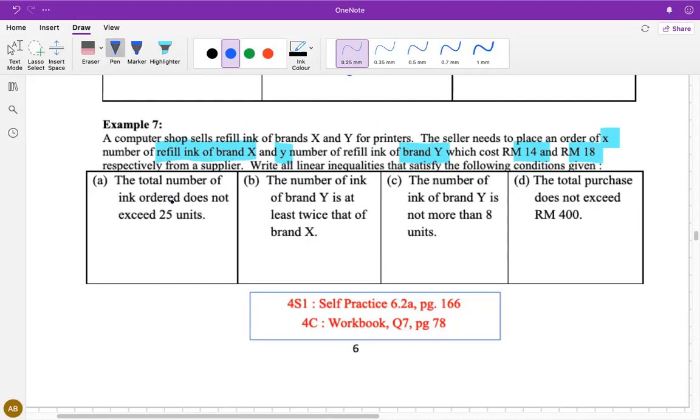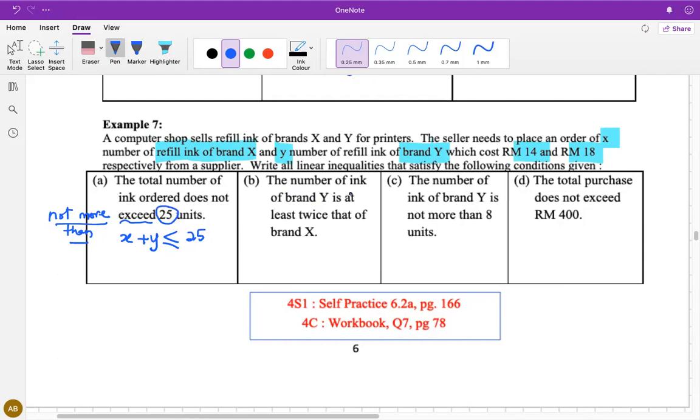All right, the total number of ink ordered does not exceed 25. So does not exceed means X plus Y is less than or equal to 25. Does not exceed is the same as not more than, that means at most. So it must be less than or equal to 25. It can be 25 and less.